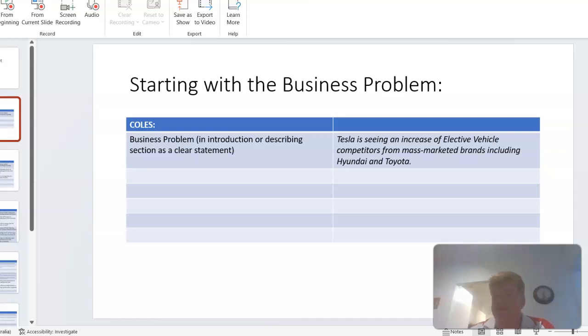You can't do Tesla because we have to do an authentic Australian company. Tesla won't be that. But the problem for Tesla might be that they're seeing an increase of electric vehicle competitors from mass marketed brands, including Hyundai and Toyota. They're not here just yet, but they're going to be here soon, it would appear. So that's the business problem. And we're going to start thinking and saying, okay, well, what operations and marketing are Tesla doing, and what should they be doing? So that's the business problem. That should be in the introduction or right towards the start of your paper.